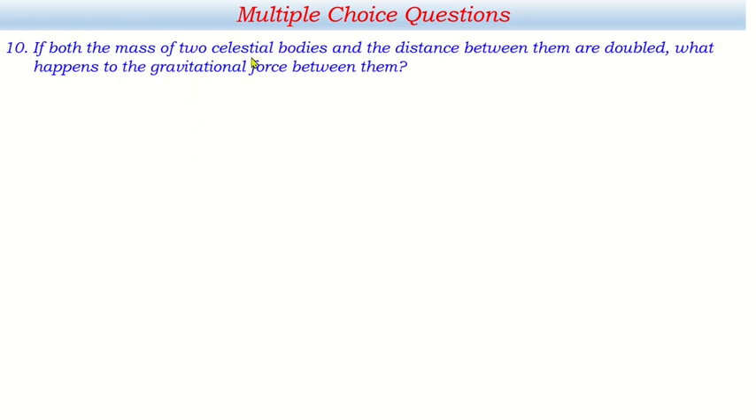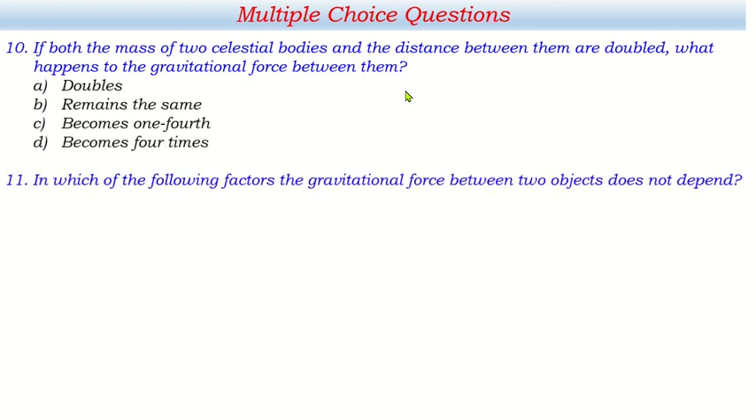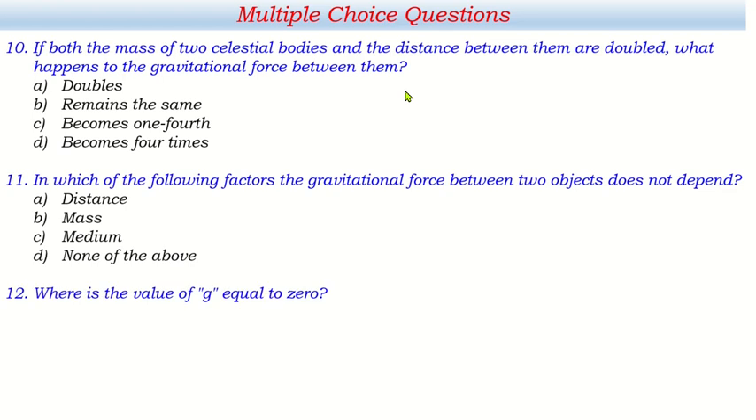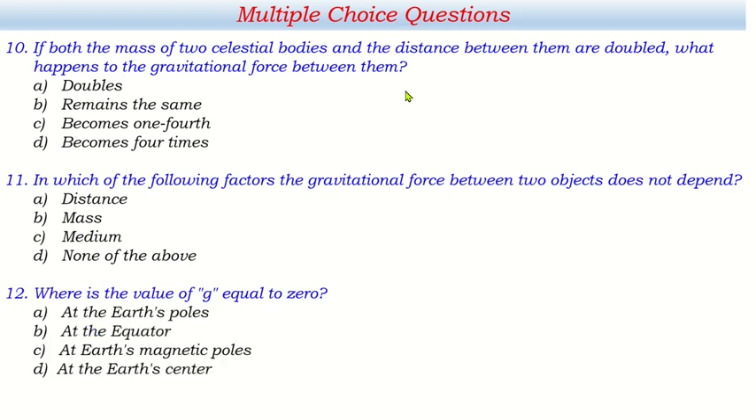Okay, let's have another set also. If both the masses of two celestial bodies and the distance between them are doubled, what happens to the gravitational force between them? Okay, these are the options. Now next, on which of the following factors does the gravitational force between two objects not depend? We have to select the factor on which gravitational force does not depend. Where is the value of g equal to 0? These are the options.